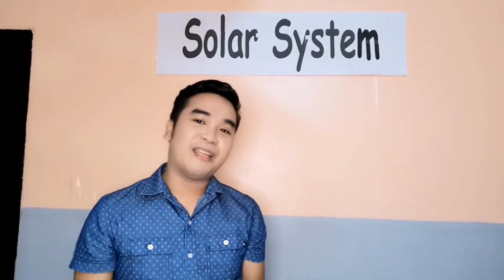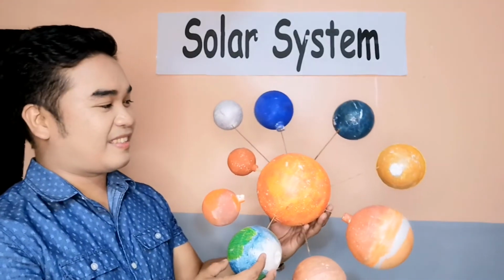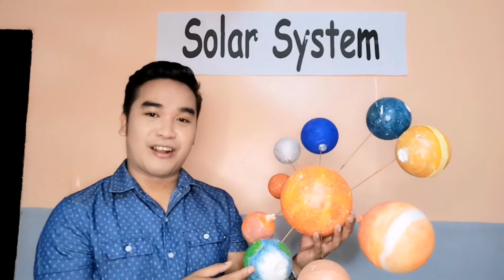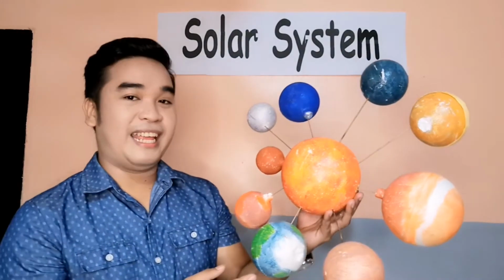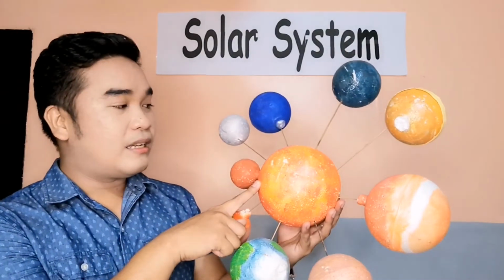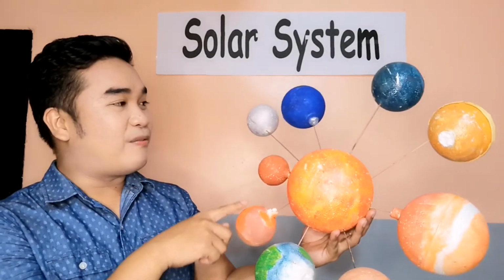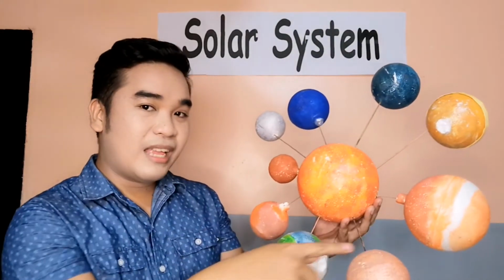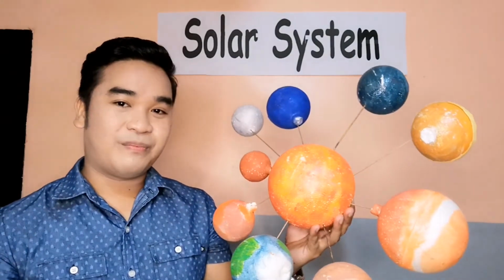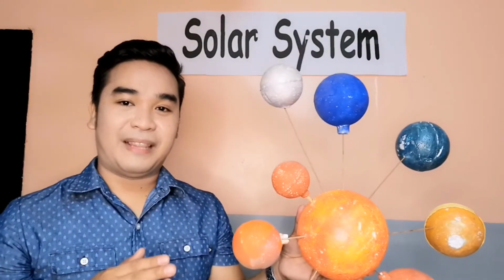Yes, I have here a model of the solar system. Now, what do you observe? Okay, it has a big round ball here at the center, and we call that sun. And we have here the 9 balls, and we call that planets. And we'll be naming that planets.